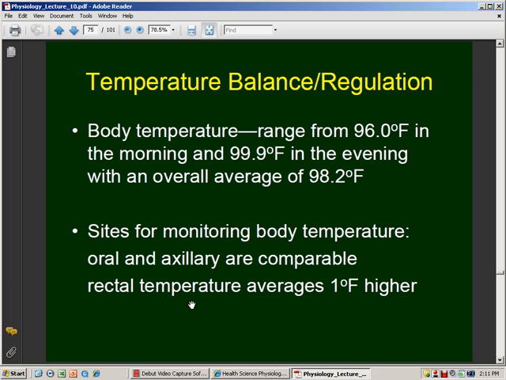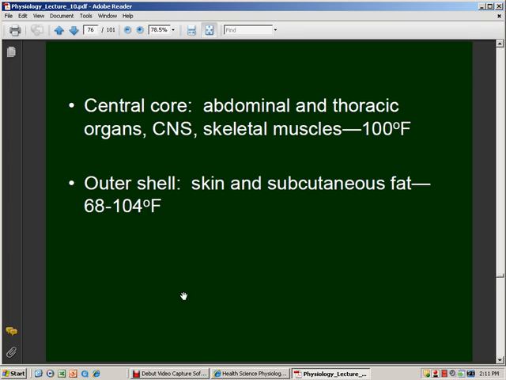So rectal temperature actually brings it closer to core temperature. It gives you a more accurate measurement of core, which is about 1 degree higher than taking it from the surface anywhere. Okay, so your central core, that would be the abdominal, thoracic organs, central nervous system, skeletal muscles. This is what your body's trying to maintain.